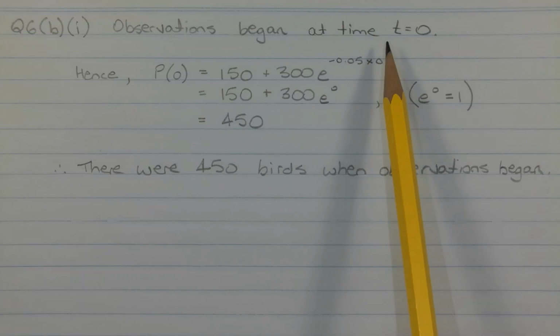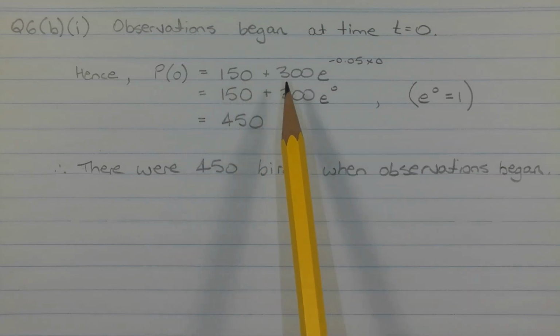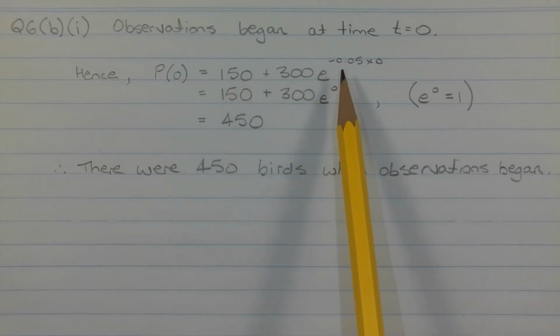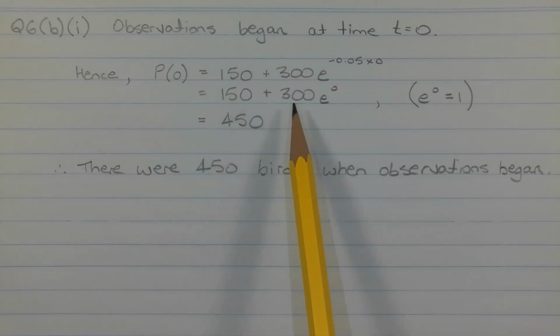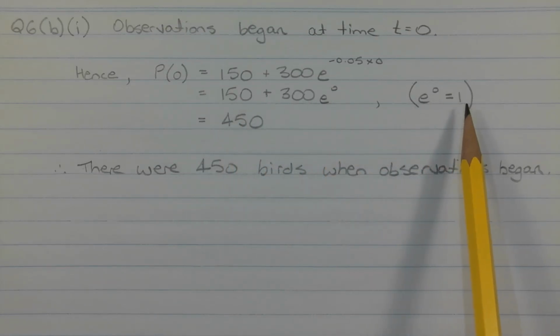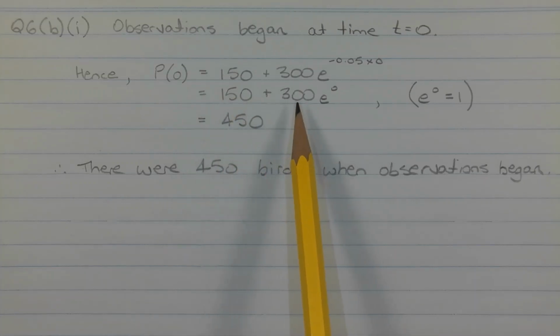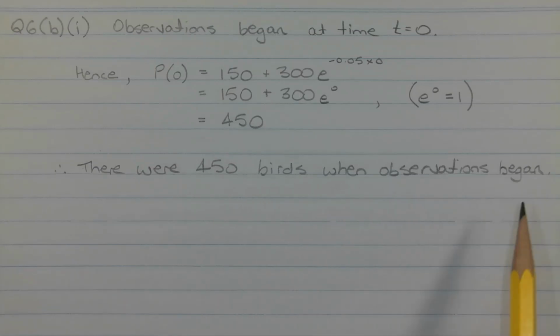Observations began at time t equals 0. Substituting 0 for t into the model, we have P of 0 equals 150 plus 300 times e to the power of negative 0.05 times 0. And that equals 150 plus 300 times e to the power of 0, where e to the power of 0 is equal to 1, and 150 plus 300 times 1 is equal to 450. Therefore, there were 450 birds when observations began.